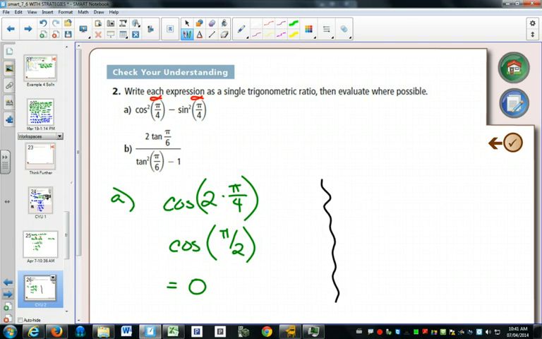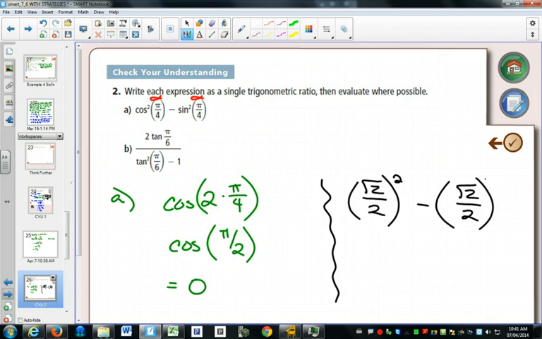If you were doing it before by just plugging things in using your unit circle, cos of pi over 4 is root 2 over 2, and that would be squared, minus sine of pi over 4 is root 2 over 2, and that would be squared. Now you probably can see that it's equal to 0 already. If you did square this, root 2 times root 2 is 2, 2 times 2 is 4. 2 over 4 minus 2 over 4 is still 0.